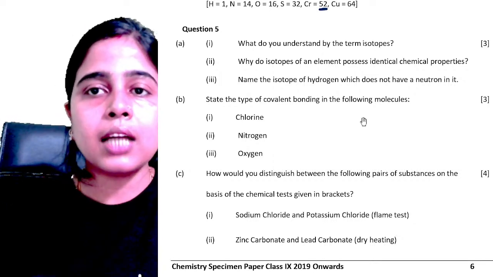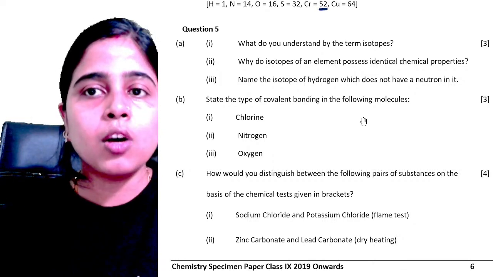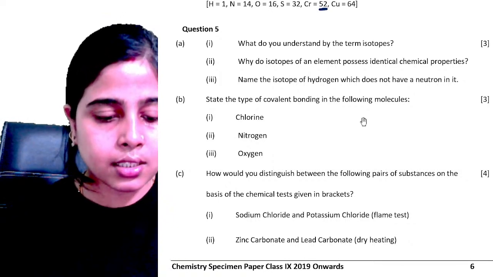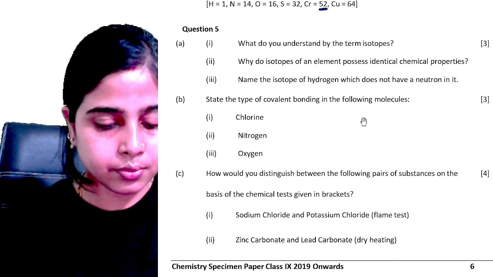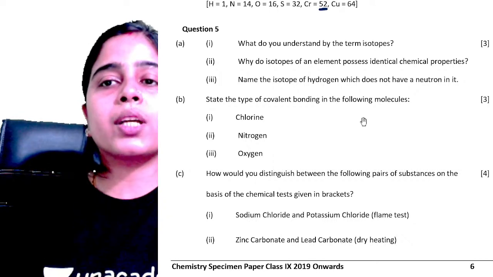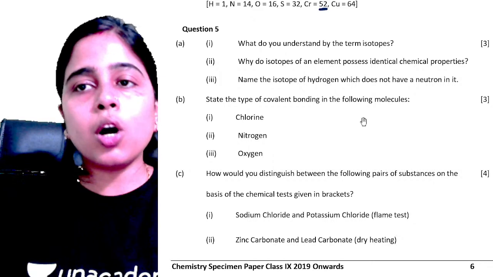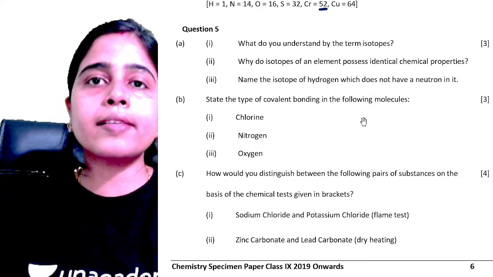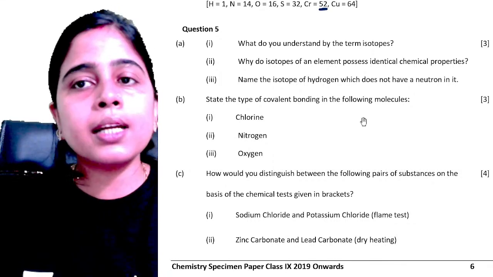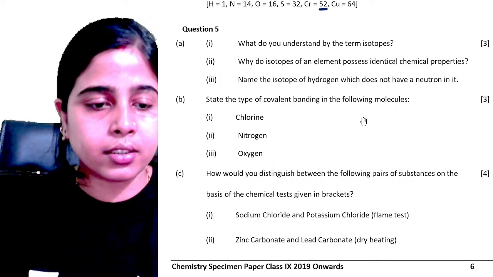Clear? Now, why do isotopes of an element possess identical chemical properties? Why do all the isotopes have similar chemical properties? Everyone try to answer this question. Okay. Because the isotopes have the same atomic number, and as you all know, the valence shell electrons are responsible for your chemical properties. So, all the isotopes have similar electronic configuration. Hence, they possess similar chemical properties.